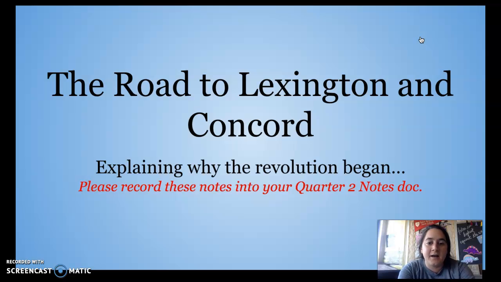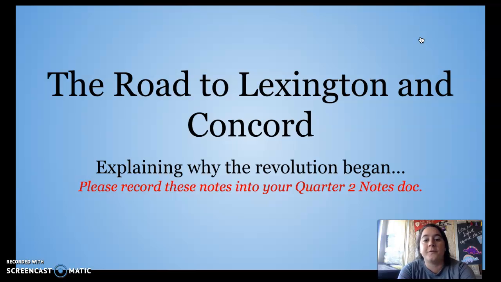Okay, the title of this presentation or this lecture, this direct instruction is The Road to Lexington and Concord. Okay, we're really going to explain why the revolution began. In the red there, it says, please record these notes into your quarter 2 notes doc. Okay, so far in your quarter 2 notes doc, it's really bare. So I expect this is probably the first thing that you're really putting into that document.